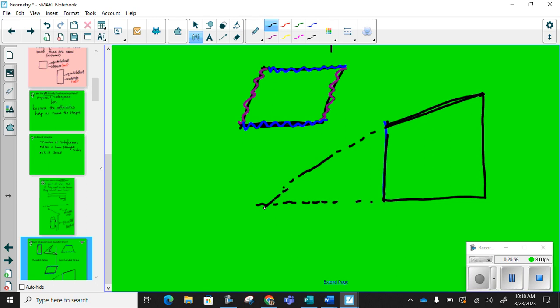Get your crayon, color pencil, whatever. Go ahead and do the last two shapes that we have not done. See if you can find any parallel sides. If you do, you're going to squiggle over them. If they're not parallel, just leave them alone.